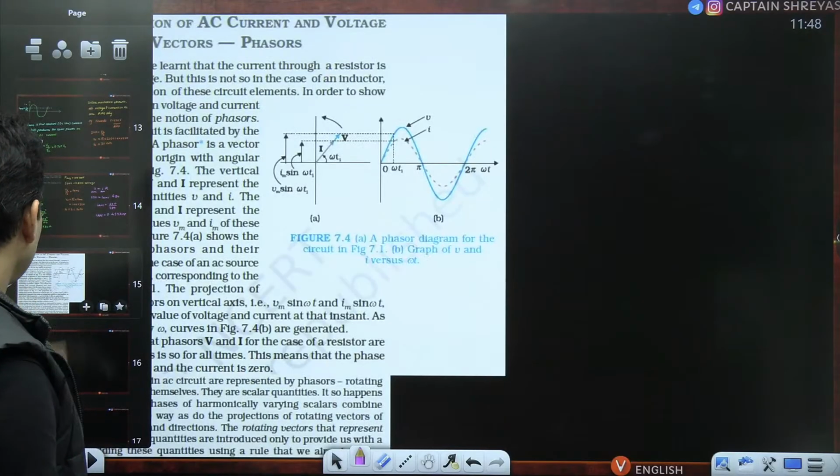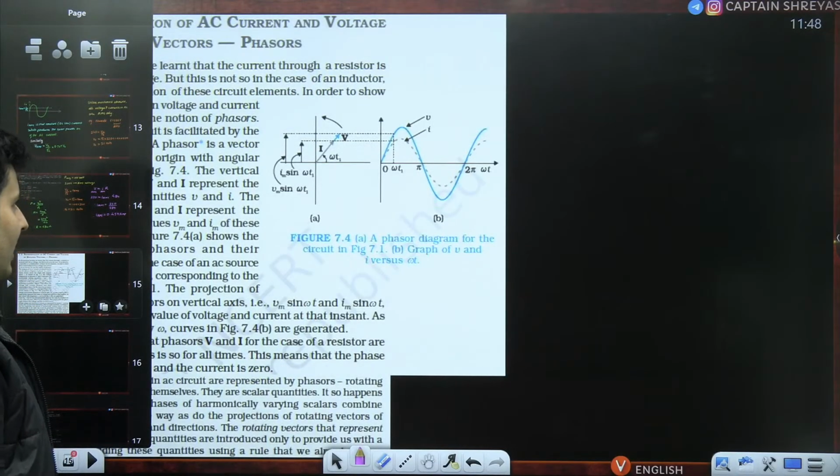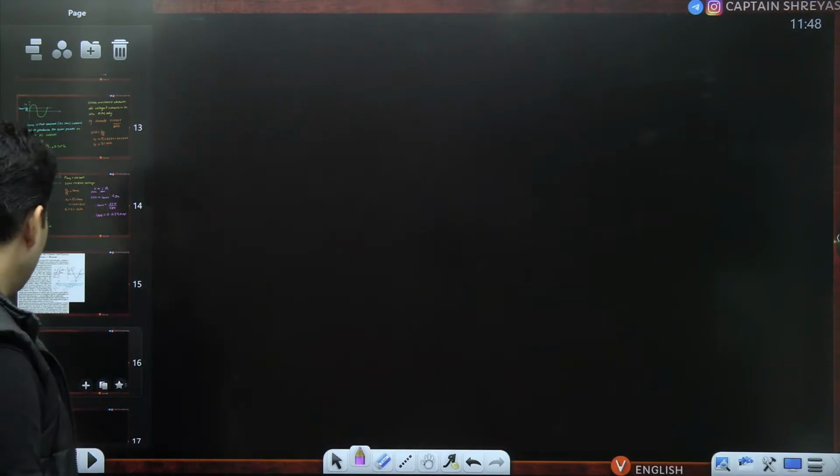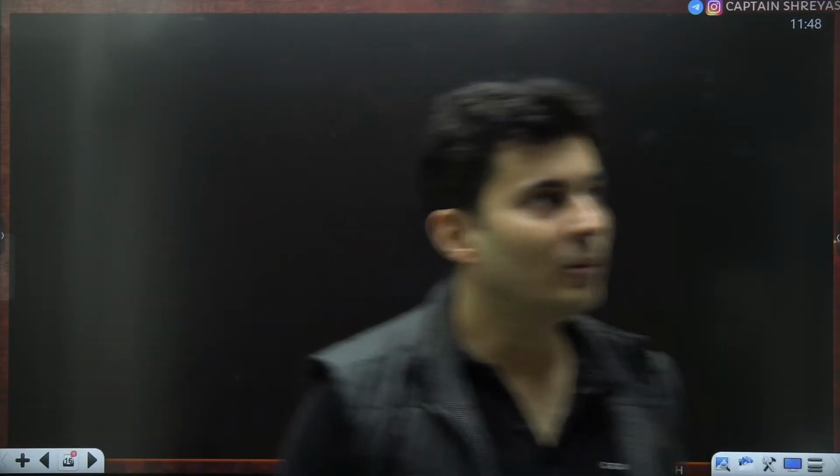Next, representation of voltage and current, etc., in a phasor diagram. This is a very important topic. So I'll tell you, see, anything which oscillates can be represented in a much better way. I'll tell you what I mean by that.